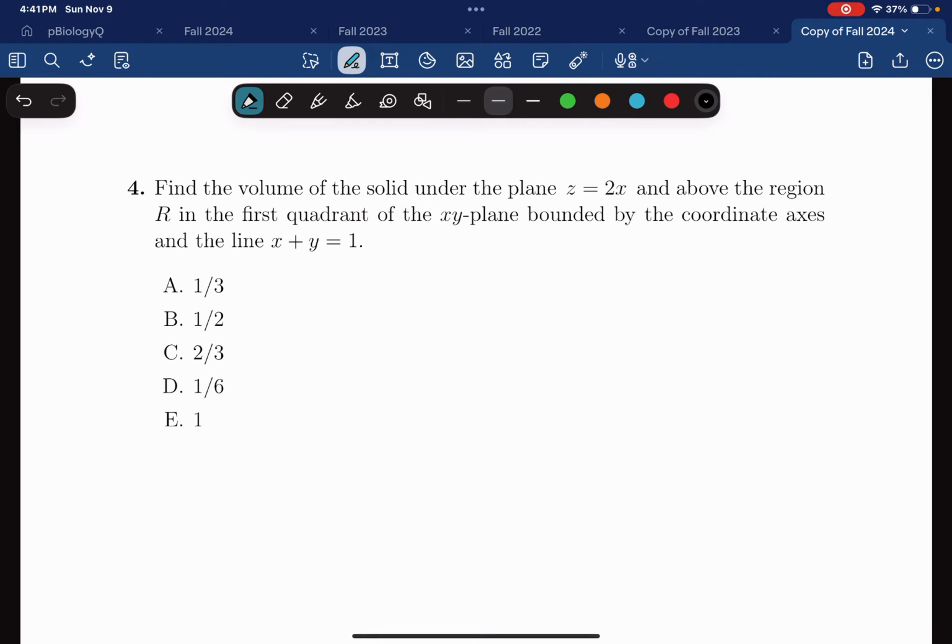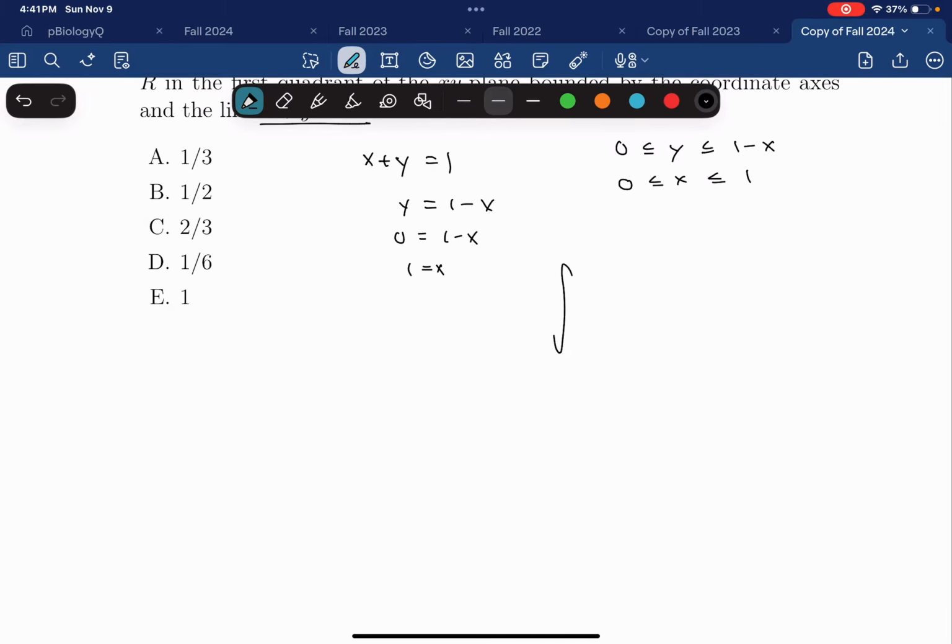Find the volume of the solid under the plane z equals 2x above the region R in the first quadrant of the xy plane bounded by the coordinates x plus y equals 1. So how I would find this out is first find your bounds. So x plus y equals 1. I would just say y is equal to 1 minus x. So 0 less than y less than 1 minus x. So x just is equal to 1, because once you set y to 0, x is just equal to 1. Sweet. So now that you have your bounds, you just set it up.